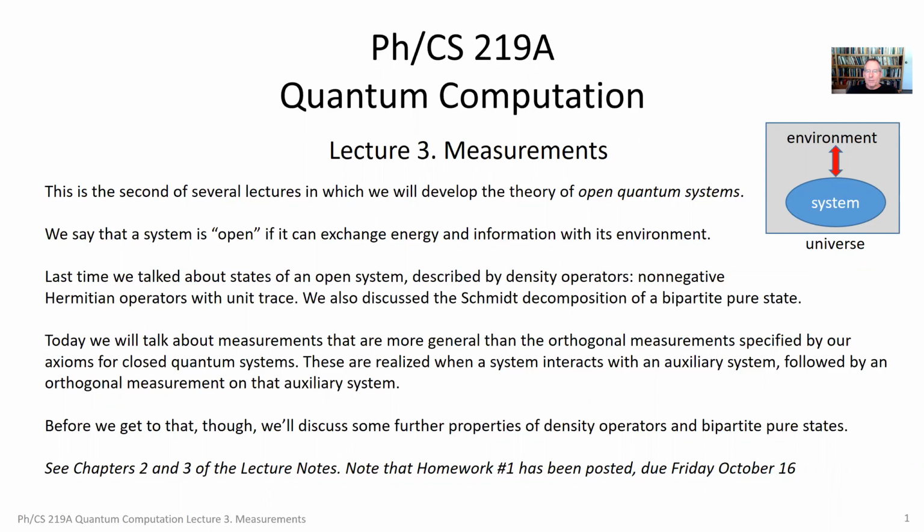Now today I want to talk about measurements that are more general than the orthogonal measurements that were specified when we formulated the axioms for closed systems. These are measurements that can be realized when a system interacts with an auxiliary system, and then an orthogonal measurement is performed on that auxiliary system. And the result of that is something more general than applying an orthogonal measurement to the system itself.